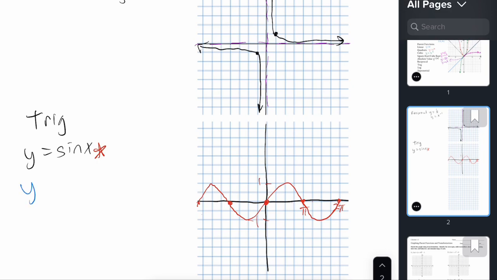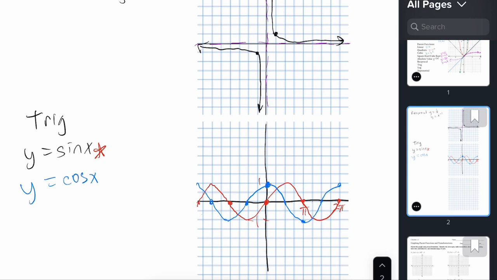but our cosine function starts at 1. Its bump hits 0 at pi over 2. At pi, it's at negative 1. So that's your cosine function right there. It's really the sine function shifted over a little bit. So every place that the sine is 0, the cosine is either 1 or negative 1, if that helps.